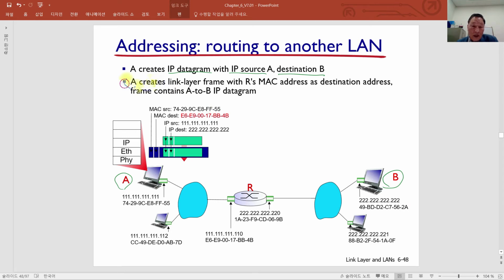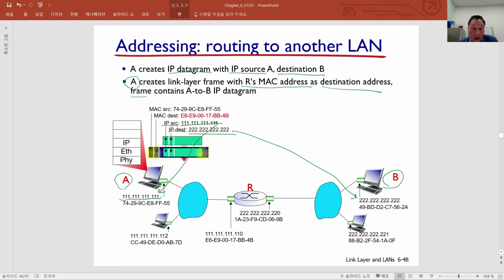This one creates the link layer frame with the router's MAC address as the destination address first. And the frame contains the A to B IP datagram. This one is sent. IP source, this one is A's IP address. That is the source IP address. And the destination address is B's. This one source, this one. And that was passed down from the network layer to this Ethernet data link layer.